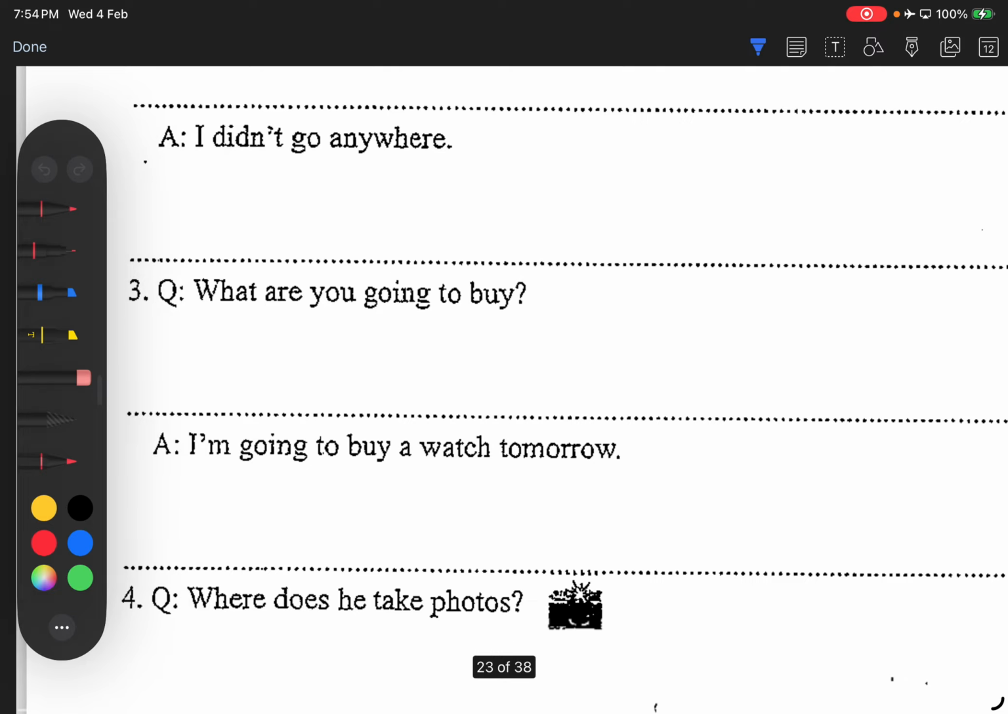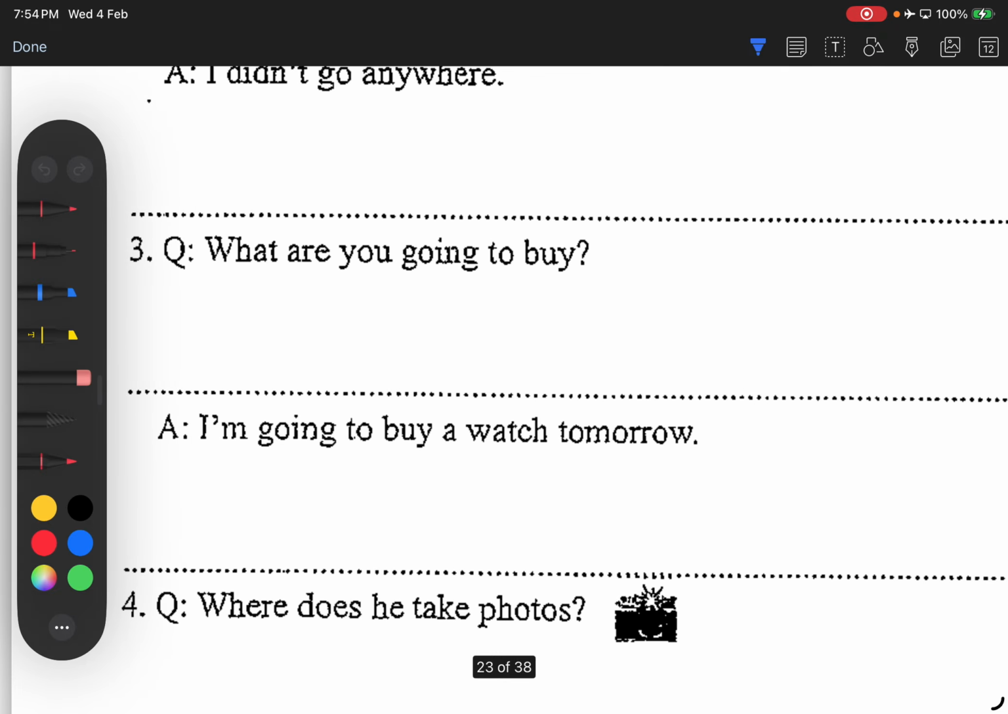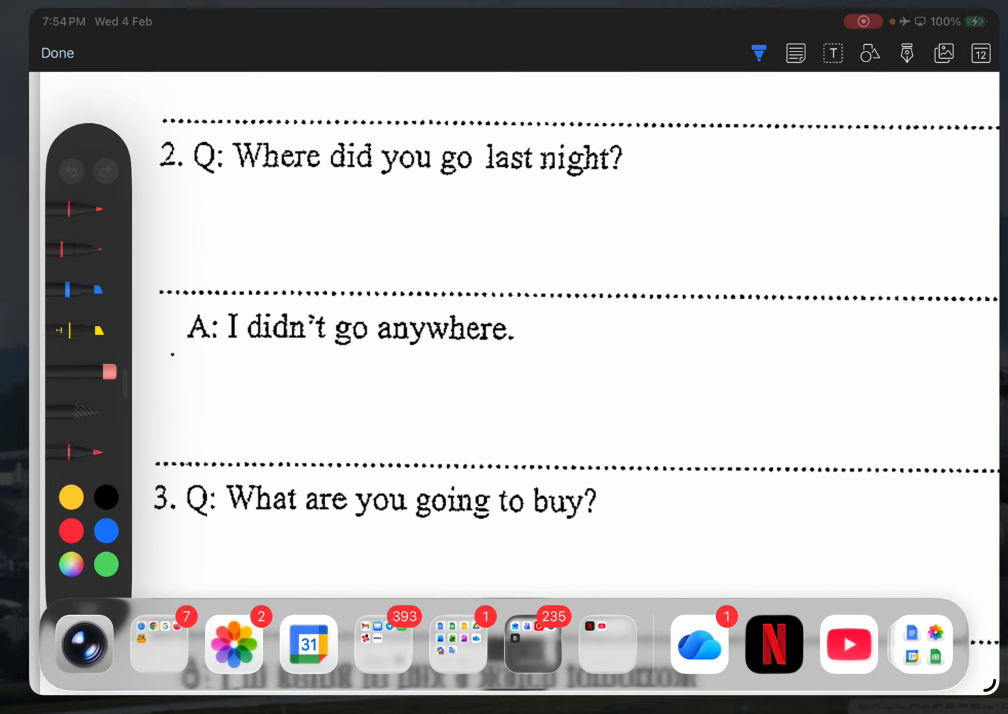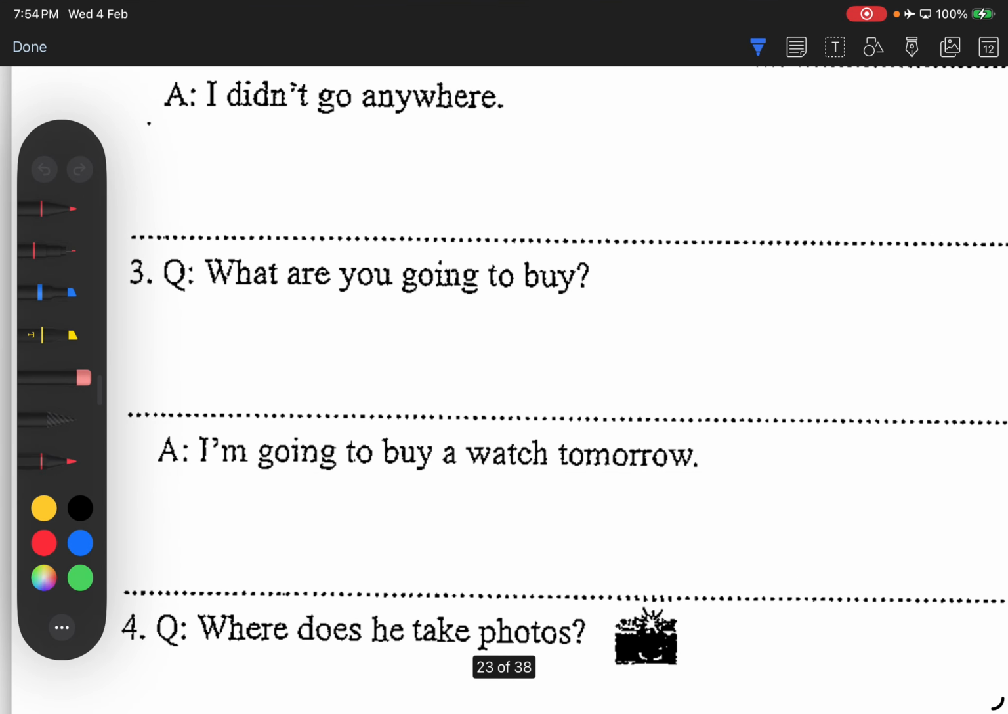Number 3. What are you going to buy? Who is it? Is it Ian? Oh yeah, it's Jinkun. 何を買いますか。買います is buy. K-A-I. 買います。So 何を買いますか。I'm going to buy a watch tomorrow. 明日時計を買います。Thank you.